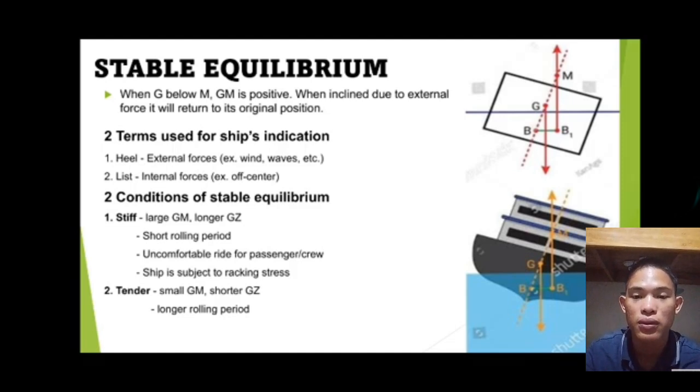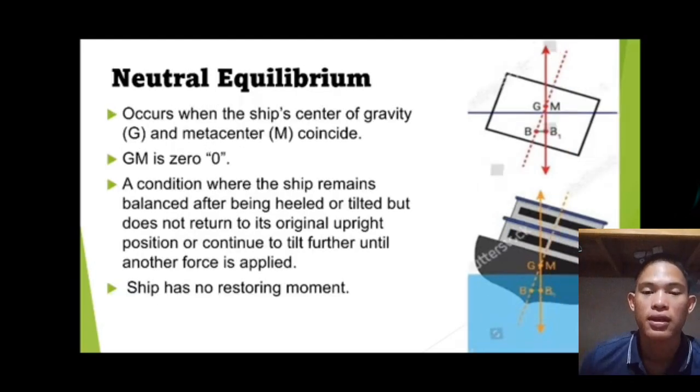And number 2, tender. It is the total opposite of the stiff condition, where there is a small GM, a shorter righting arm, and a longer rolling period.